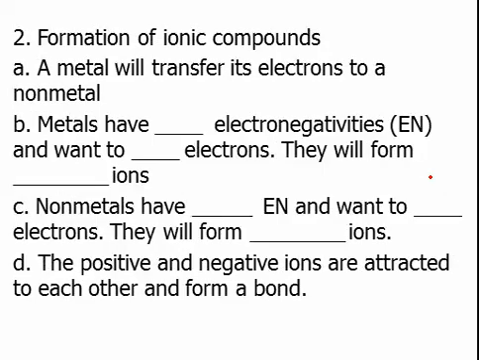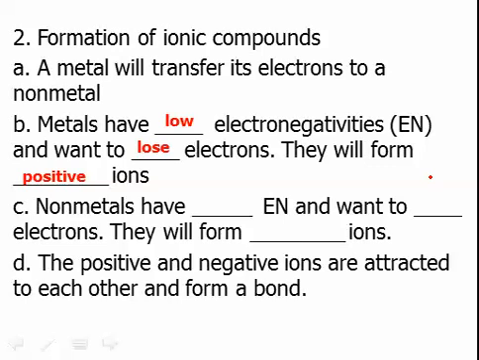So for the formation of ionic compounds, a metal will transfer its electrons to a nonmetal, and metals generally have low electronegativities. And remember, they have like 1, 2, and 3 valence electrons. They want to lose those electrons. And when they lose those electrons, they will form positive ions.